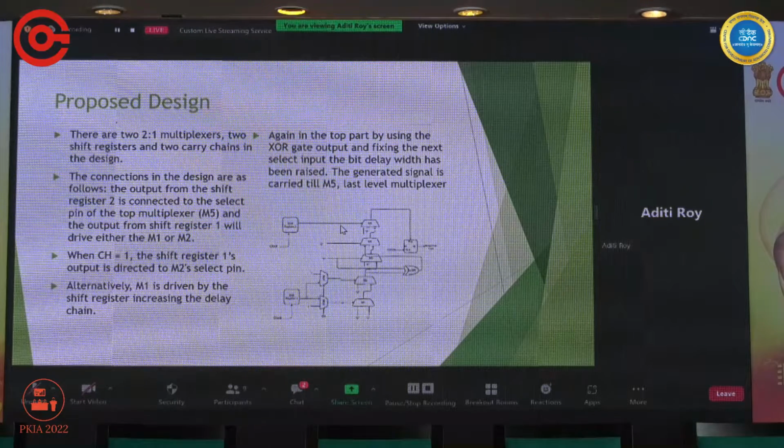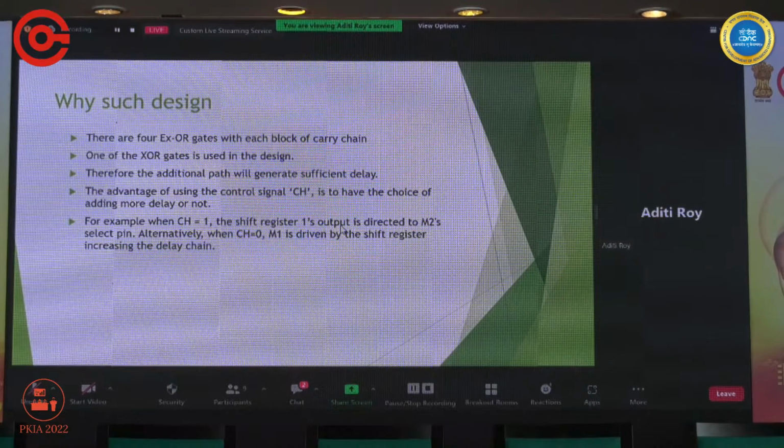When the challenge input is 1, the shift register 1's output is directed to the M2 select pin. Alternatively, if it is 0, then M1 is driven by the shift register, increasing the delay. Again, in the top part, by using the XOR gate output and fixing the next select input, the delay has been increased. The generated signal is carried till M5, the last level multiplexer, and then M5 generates the preset input to the D flip flop, and from the D flip flop we are getting the response bit.